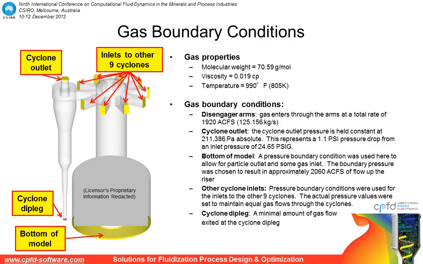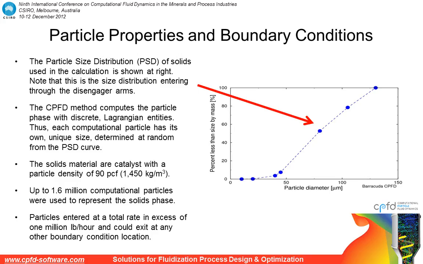This is the gas boundary conditions shown for the CFD simulation at the cyclone outlet, dip leg, the bottom of the model, and then the inlets to the other 9 cyclones. There are 10 total cyclones. 1 was modeled in detail, and 9 were simulated with a pressure boundary condition. The particle properties, of course, needed to be modeled, so there was a particle size distribution provided by the operator.